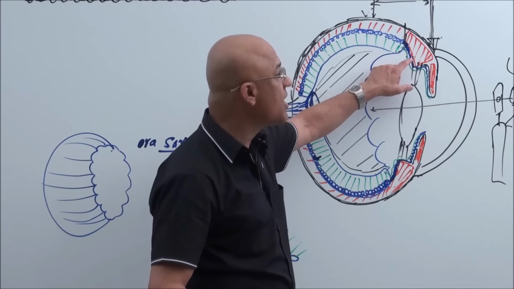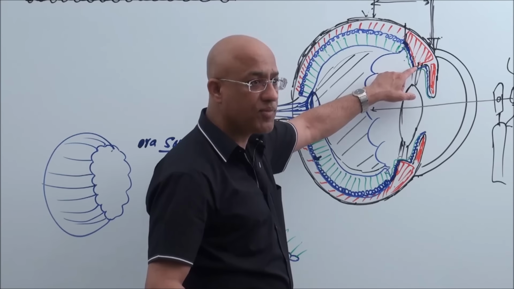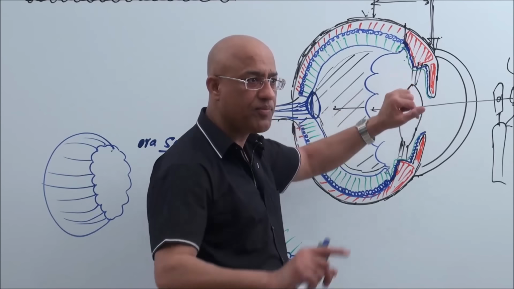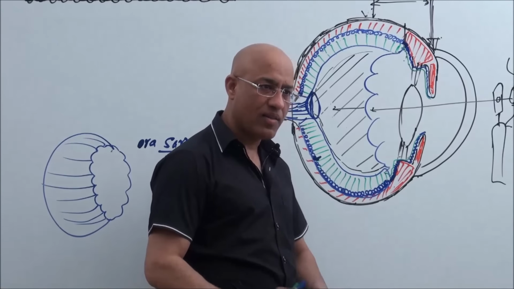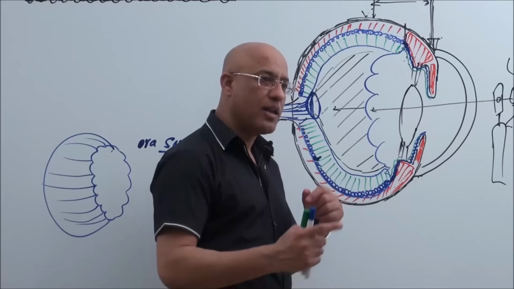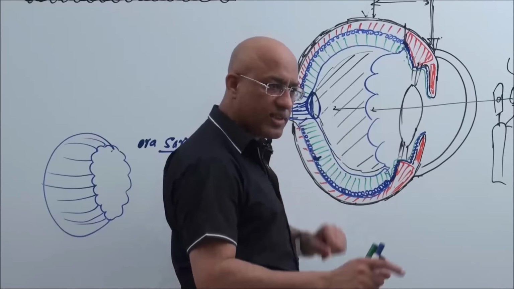Double epithelium related with the ciliary body and on the back of the iris. Any question up to this? There's no. Now we go back to the fundus. Yes, what is your question?